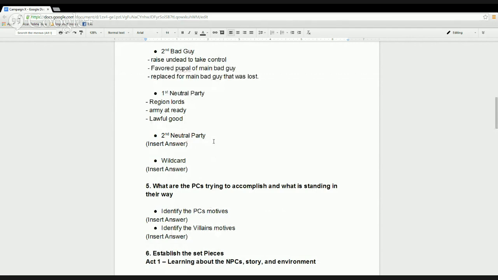Another force or person that is in the area, and again has different motivations than the first neutral party, but is semi-invested in what's going on. So this takes us back around to CM. What would be our second neutral party?